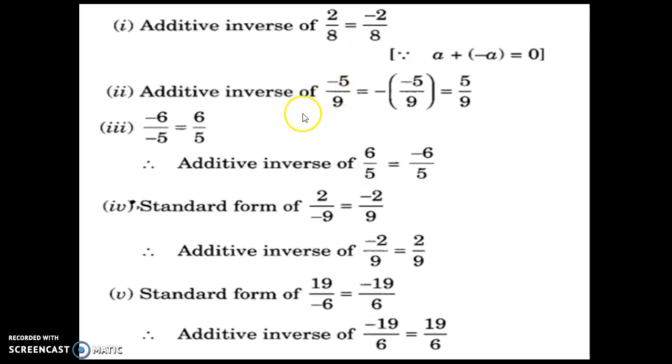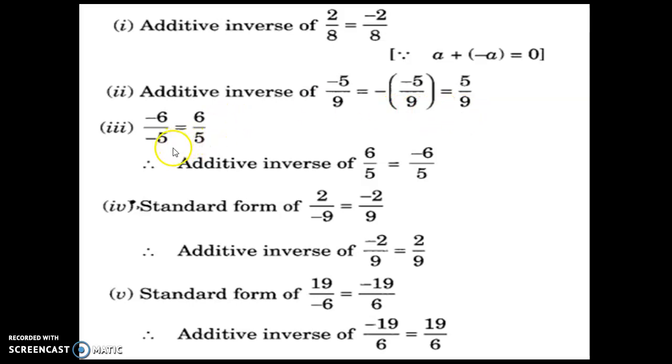Additive inverse of minus 5 by 9. To this number, what should be added to get 0? It will be minus of minus. Or else simply we can remember: change the sign. If it is plus, change it to minus. If it is minus, change to plus. But if you want to show stepwise, you have to show like this: minus of minus 5 by 9 equal to 5 by 9.